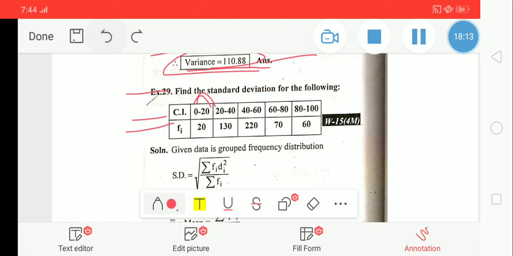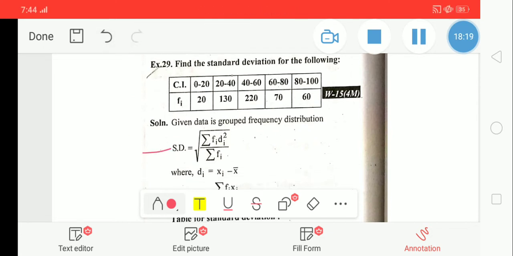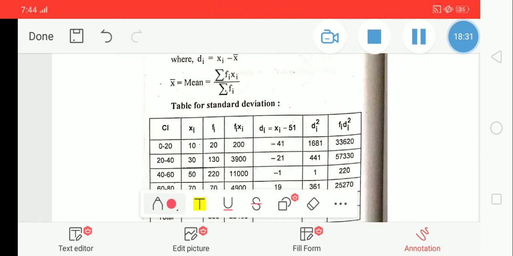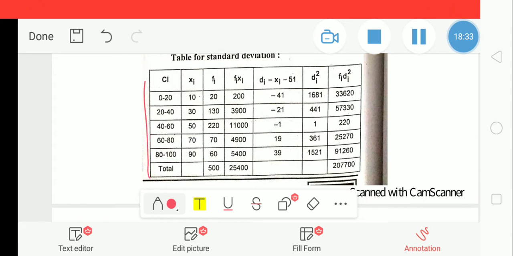So this is also grouped data. The given data is a group frequency distribution. So same here, standard deviation is equal to under root summation of fi di square divided by summation of fi. Here di is xi minus x bar, mean is summation of fi xi divided by summation of fi. So we write the class interval, and xi is the middle value of the class interval.